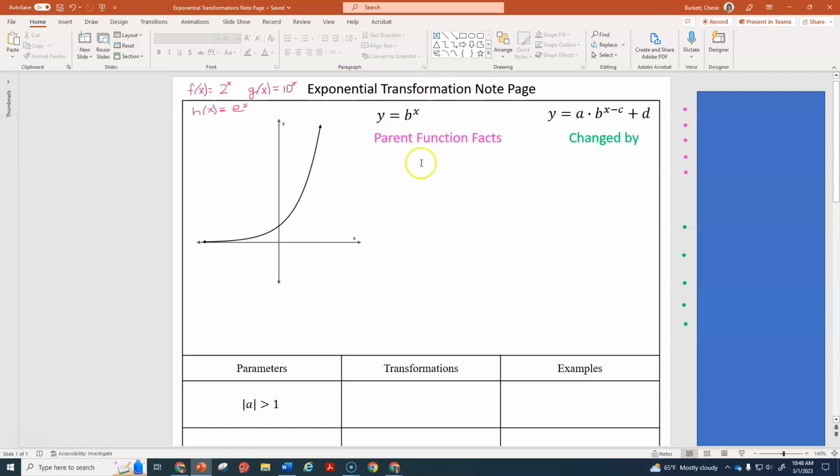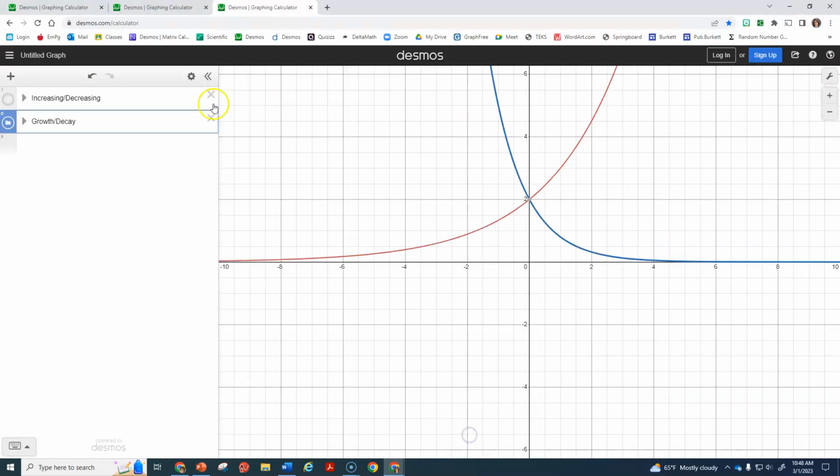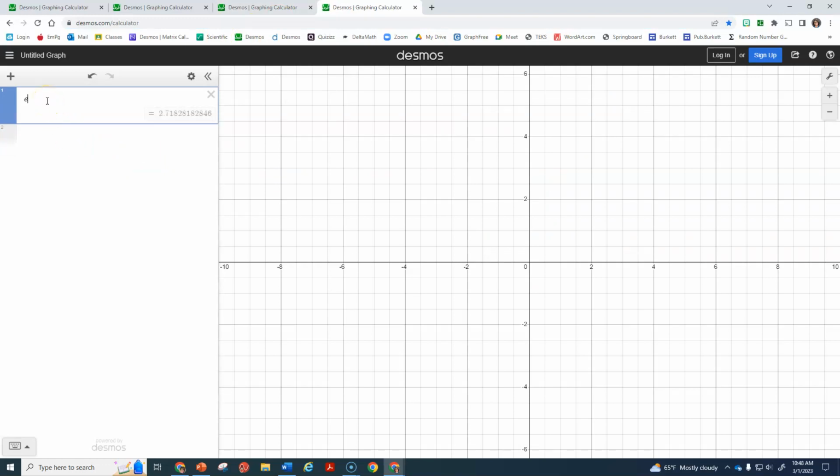Now, transformations. The state of Texas says that we only learn transformations when our b value is either a 2, a 10, or an e. And for those of you who have forgotten, e is an irrational number similar to pi. Pi is a little bit bigger than 3, and e is a little bit smaller than 3. If we run to Desmos real quick, we can type in e, and there it is, a little bit smaller than 3, 2.718.